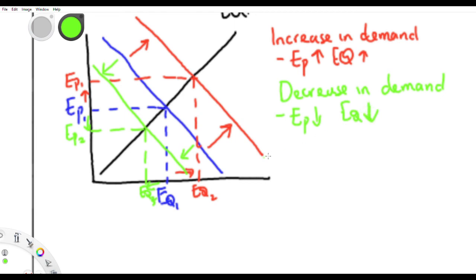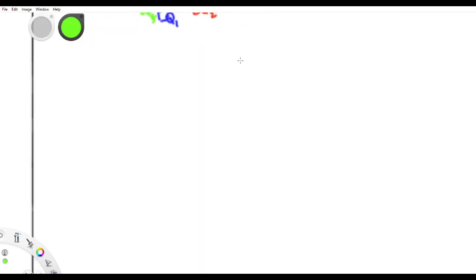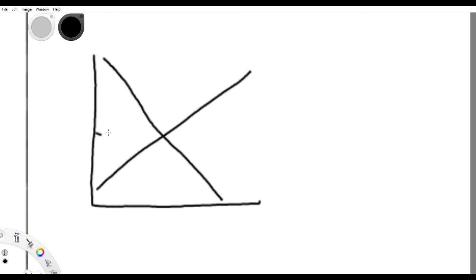Okay, now let's go to shift in supply when demand remains the same. If the demand remains the same, this is the demand, and there is a change. Let me draw the initial supply. This is the equilibrium price, equilibrium quantity.